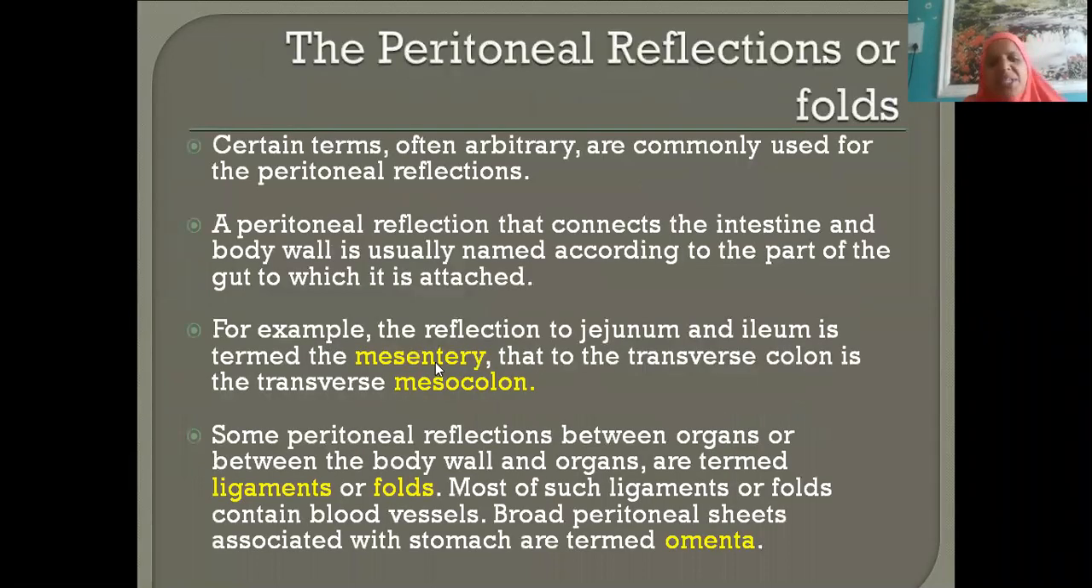Now, peritoneal reflections, I already told you. If it is covering the intestines, what is the word I told you for the small intestines? Mesentery. If it is covering the transverse colon, what is the word used? Transverse mesocolon. If it is covering the stomach, what is the word we have used? Greater omentum. Lesser curvature, lesser omentum. Greater curvature, greater omentum. Together we use the word omenta. That means certain terms are commonly used for peritoneal reflections, for example, mesentery, mesocolon, and so on.